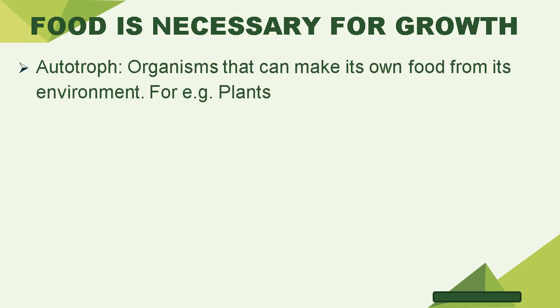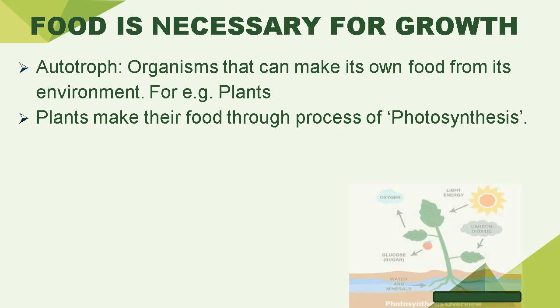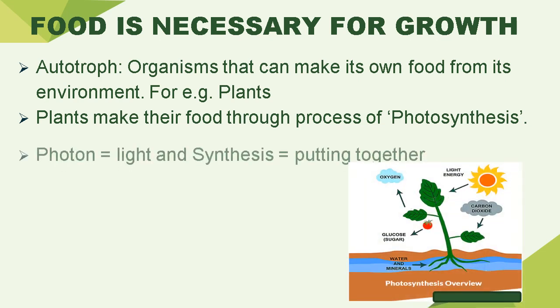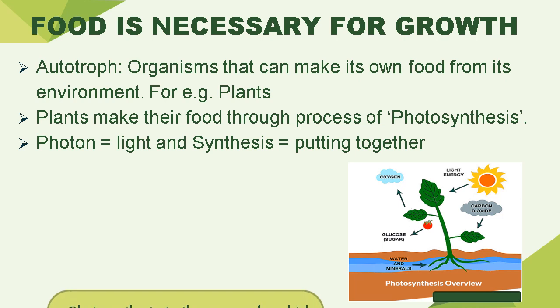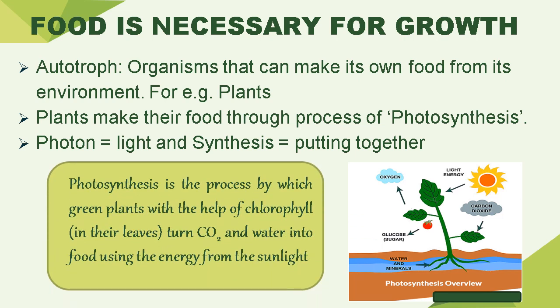As we have seen, growth is the most fundamental characteristic of living organisms. Food is necessary for growth. Plants make their own food in sunlight. Organisms that make their own food from their environment are called autotrophs. Plants produce food from water, nutrients in the soil, and the carbon dioxide present in the air.